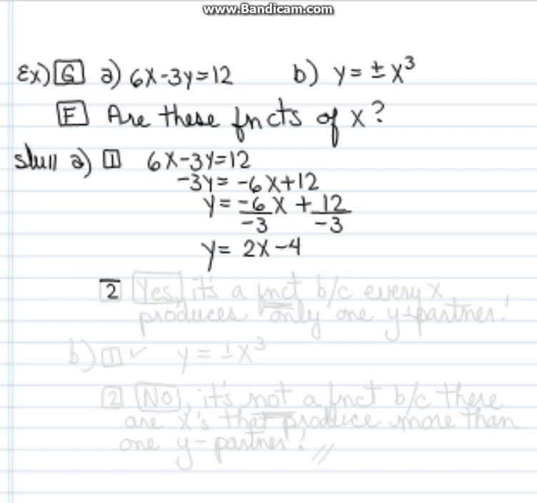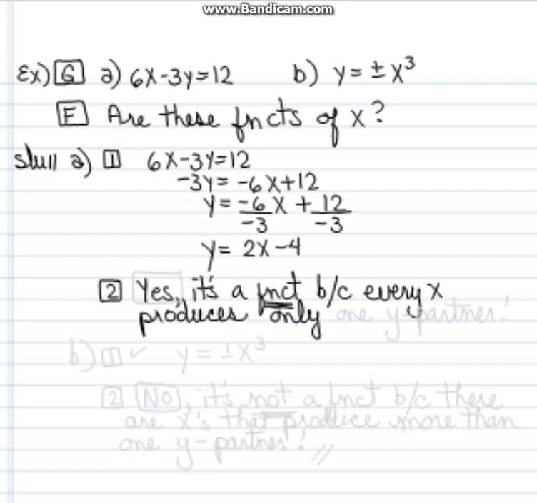Okay, everybody cool with that? Step 2 to find out whether this represents a function is to ask yourself, are the x's in this equation faithful? In other words, when you plug a value in for x in this equation, y equals 2x minus 4, does it produce one and only one y partner? The answer is yes. It is a function. It is a function because, BC means because, every x that you plug in there produces only one y partner.